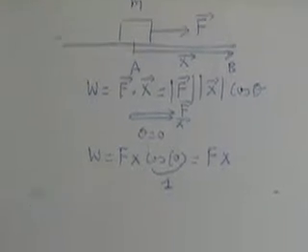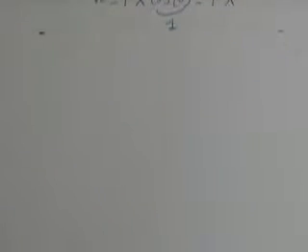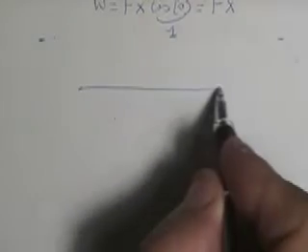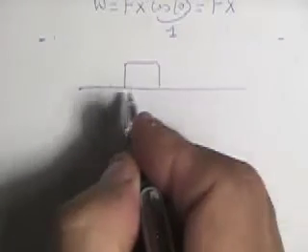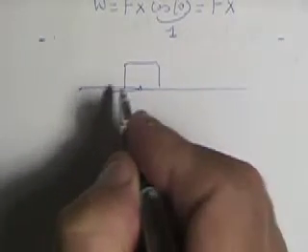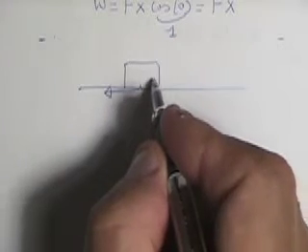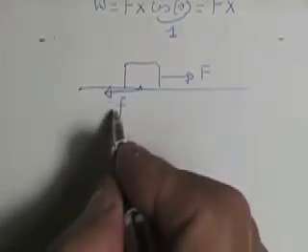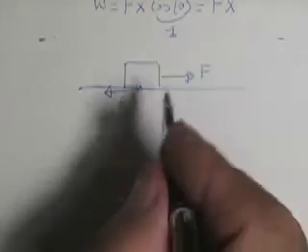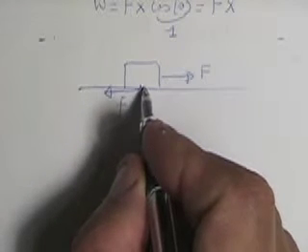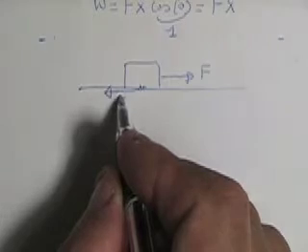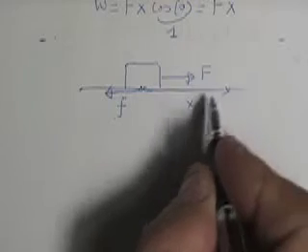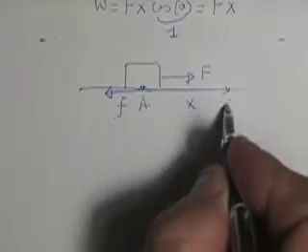Now, let's look at the case where we have the force of friction. Here is the block, and we have a force of friction that's working against the motion of the block. The force F is pushing to the right, but the force of friction is pulling the block to the left. Let's assume this force F is bigger than small f, so the block is going to move to the right a certain distance. We can call it x, from point A to point B.